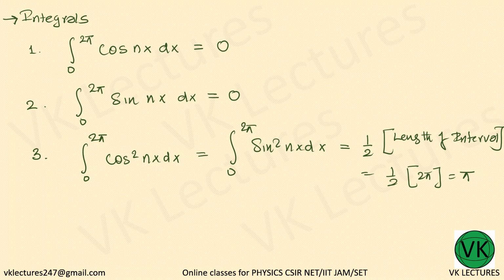Some few of the integrals that we need to remember. Integral from 0 to 2 pi cos nx dx equal to 0. Similarly, integral 0 to 2 pi sin nx dx is also 0. And integral 0 to 2 pi cos square nx dx is equal to integral 0 to 2 pi sin square nx dx. Both are equal to pi. Half into the length of the interval formula can be used here, since this is the full limit. So this is equal to pi. Similarly, this is also equal to pi.